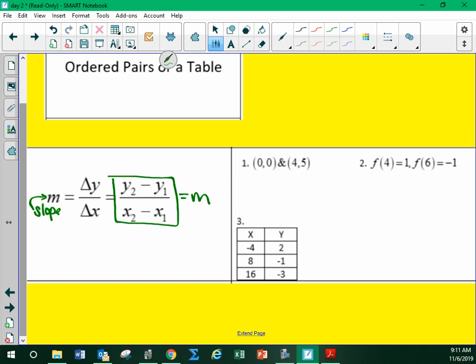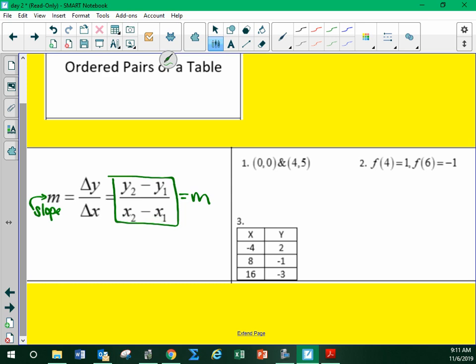Does anyone know what these little 2's and 1's mean? Say it again, I didn't know what you said. You used to. Okay, well let's refresh your memory from last year. Yes, we are still reviewing from last year. This just simply means which one am I talking about? My second y minus the first y. My second x minus the first x.